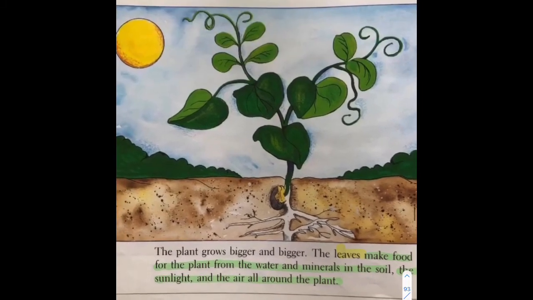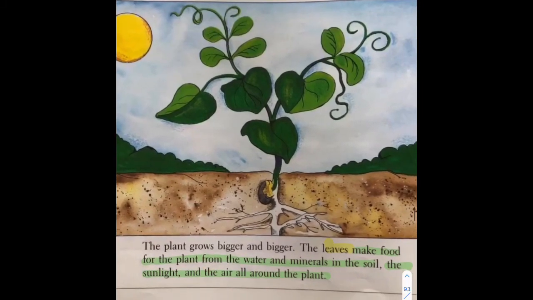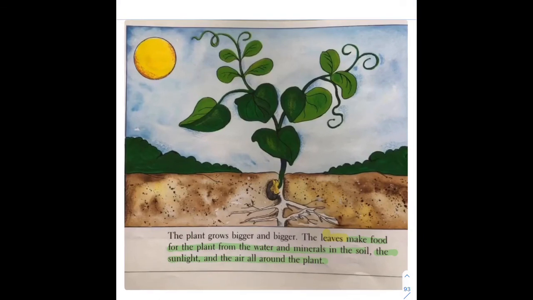The leaves, what do the leaves do? What's their important job, you think? Let's read our text. The plant grows bigger and bigger. The leaves make food for the plant from the water and minerals in the soil, the sunlight, and the air all around the plant. So the leaves make food for the plant.